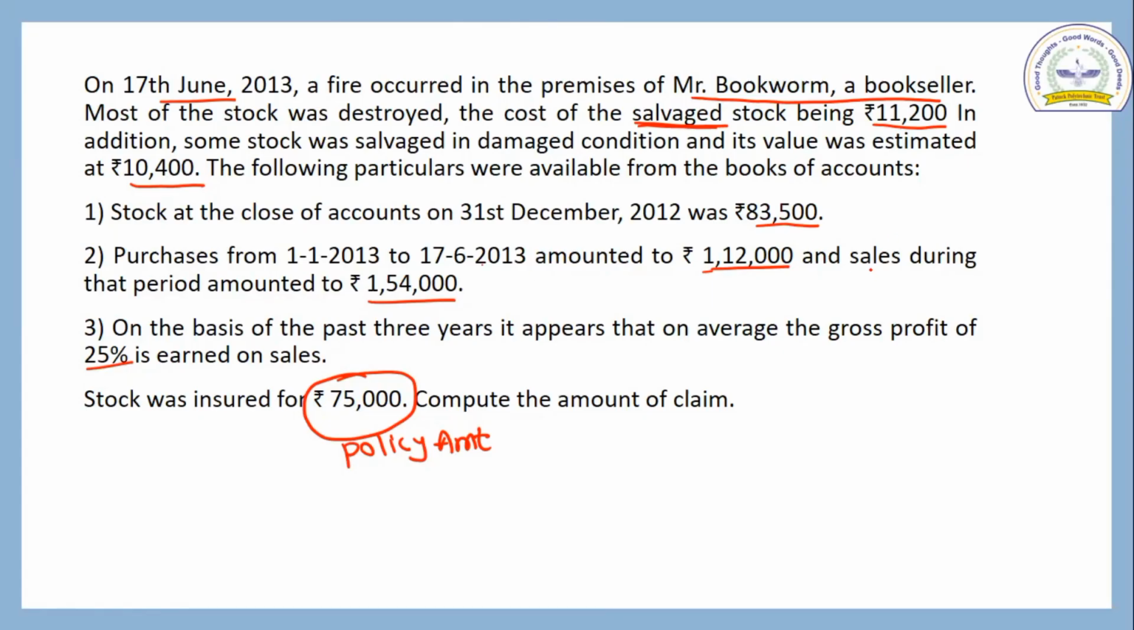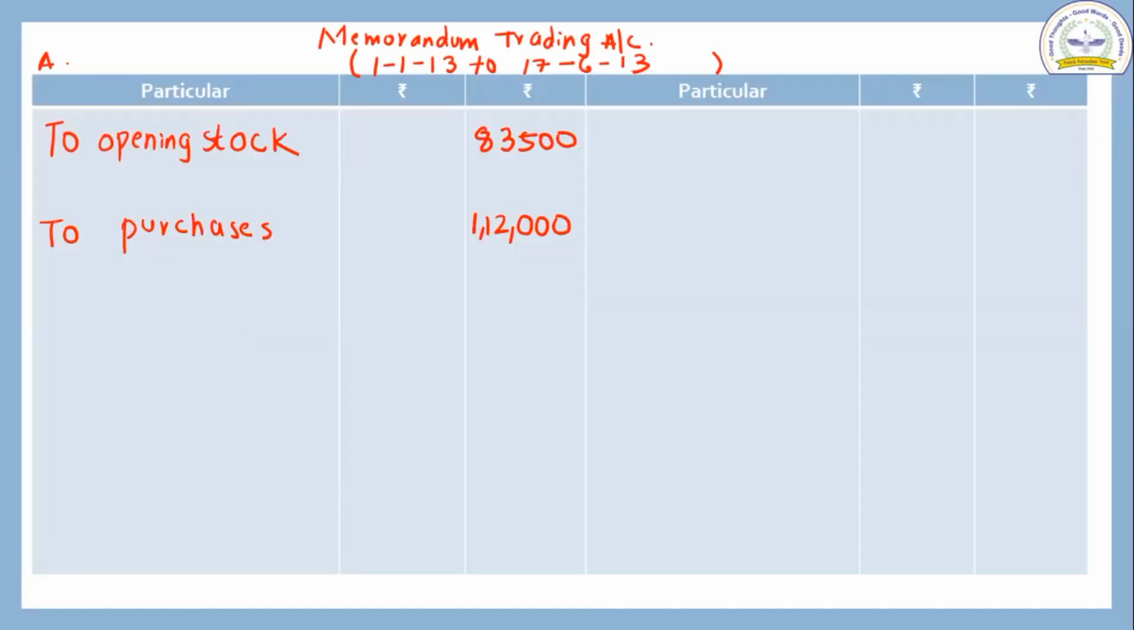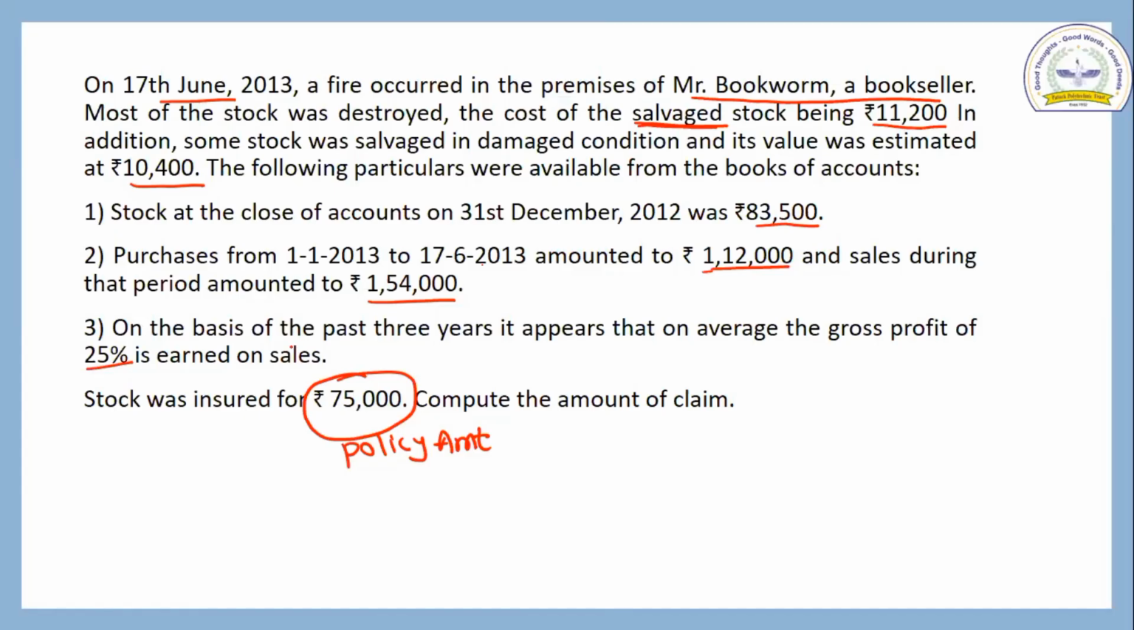After purchases, sales is given. Sales during that period amounted to rupees 1,54,000. As we write sales on the credit side, students, by sales 1,54,000 is given. Is it clear, students? Now next, on the basis of the past 3 years, it appears that on average the gross profit is 25% of sales.